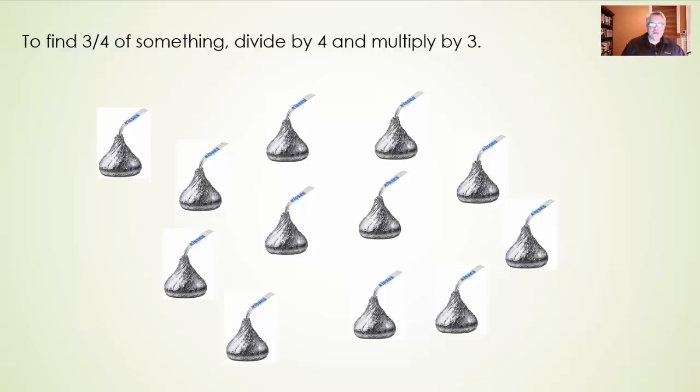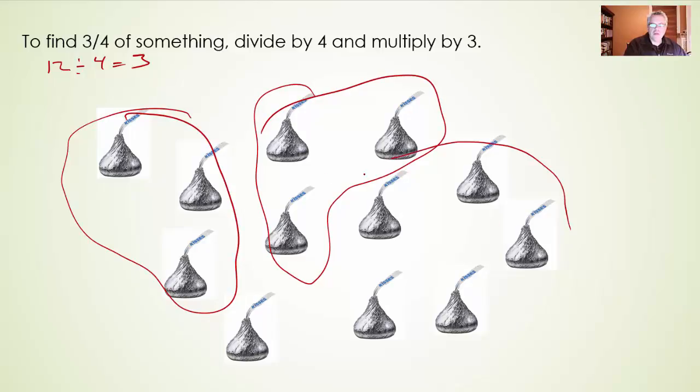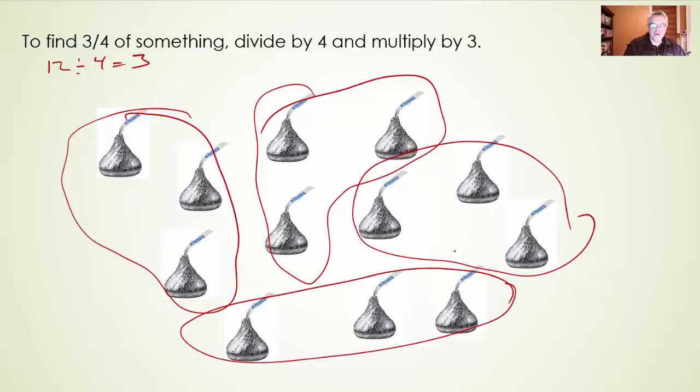Well, to find 3/4 of something, one way to do it is first divide by 4. That's how you find fourths. We want to divide it up into 4 equal parts. So 12 divided by 4 would be 3. So if we divide them up into groups of 3, we should have 4 equal groups. So dividing by 4 gives us fourths.